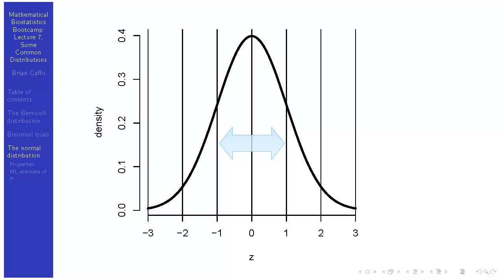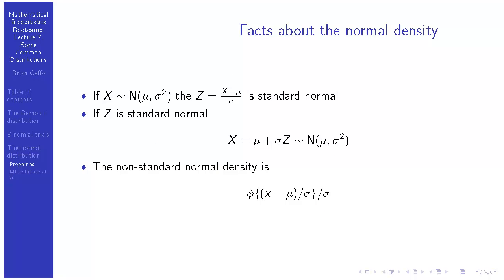So about 68% of the distribution is going to lie within 1 standard deviation, about 95% is going to lie within 2 standard deviations, i.e. between -2 and +2, and almost all of the distribution, about 99%, is going to lie within 3 standard deviations. We can get from a non-standard normal to a standard normal very easily. So if X is normal with mean mu and variance sigma squared, then Z equal to X minus mu over sigma is in fact standard normal.